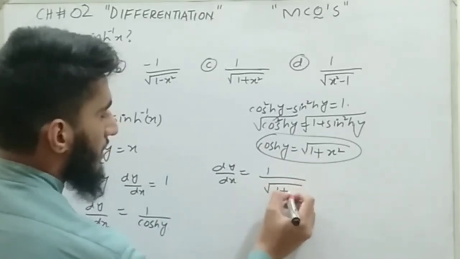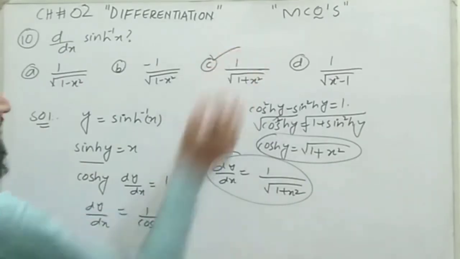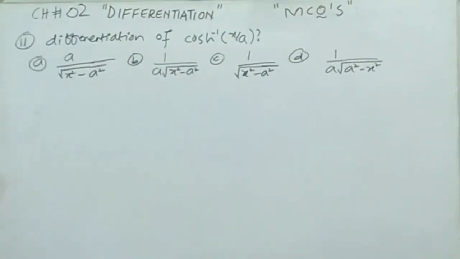So it becomes 1 over under root of 1 plus x square. So this is the required derivative. So the correct option will be option number C. Now move toward MCQ number 11.